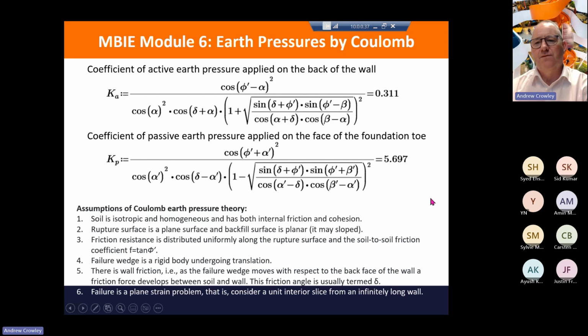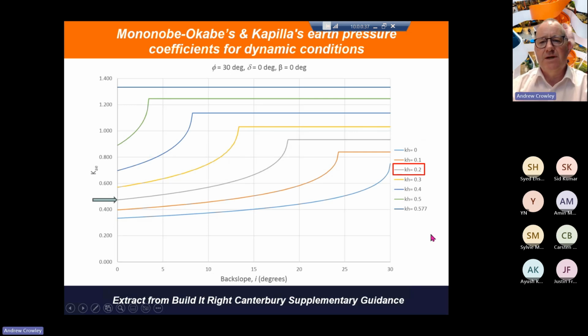Now, that is all for static analysis. For dynamic analysis, chaps called Mononobe, Okabe, and Kapila calculated some graphs for the coefficient of earth pressure for dynamic conditions, i.e. for earthquake. And there's a whole series of tables or charts published, and you can find those in the back of the Build It Right Canterbury supplementary guidance, which is available for download.